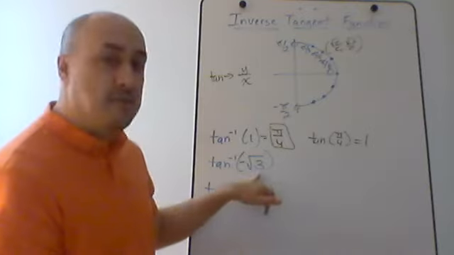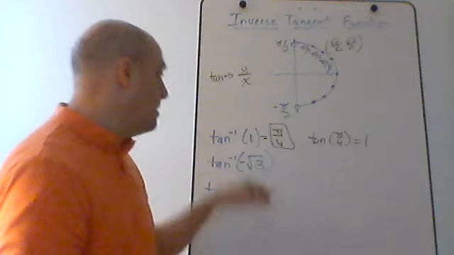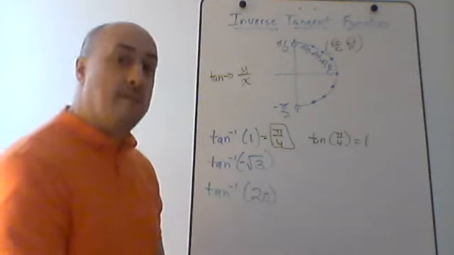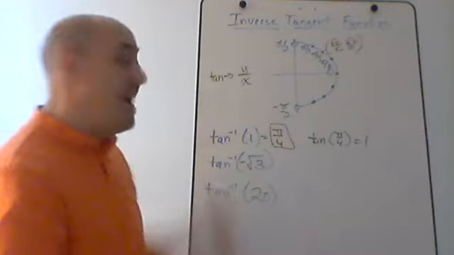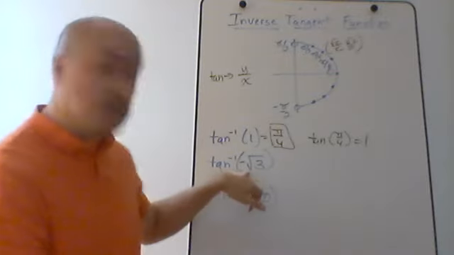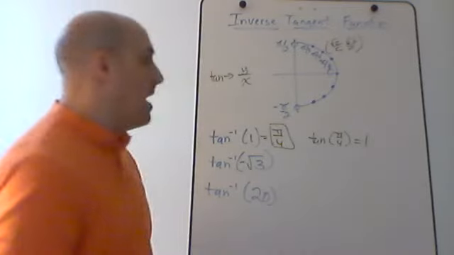If I'm doing tangent inverse of a negative number, that's going to have to be one of these points down here in the fourth quadrant, right? Because in the fourth quadrant, I have a positive x, but a negative y. So when I do y over x, it's a negative over a positive, which is going to give me a negative result. All right, so I know it's got to be one of those numbers from down in the fourth quadrant.